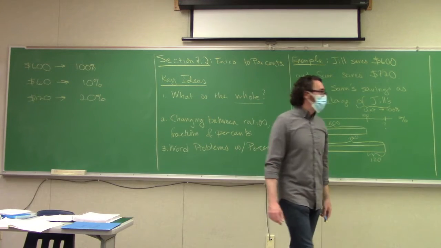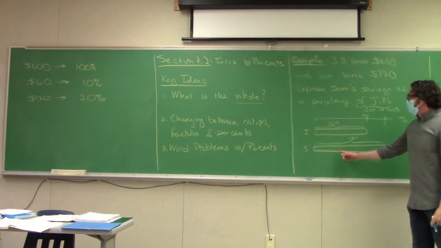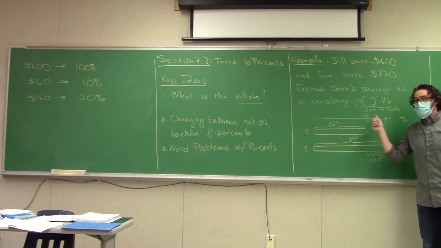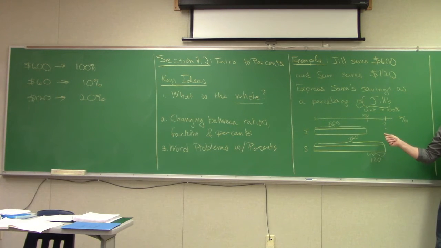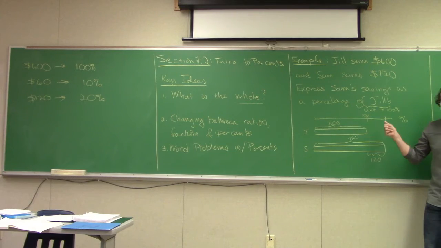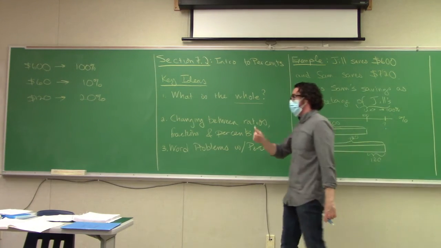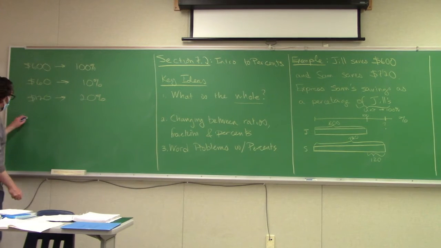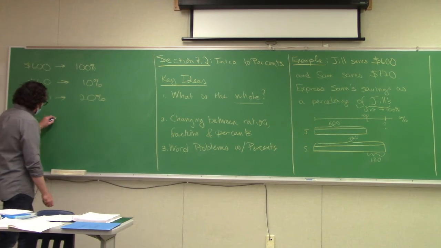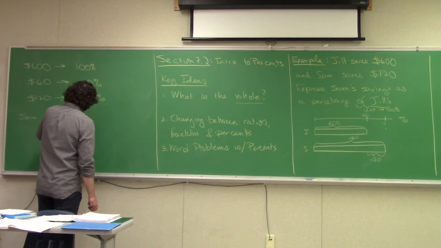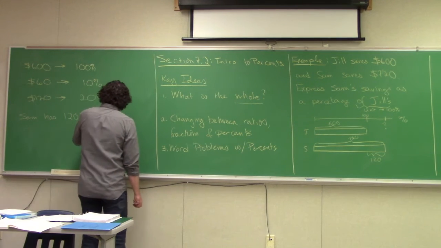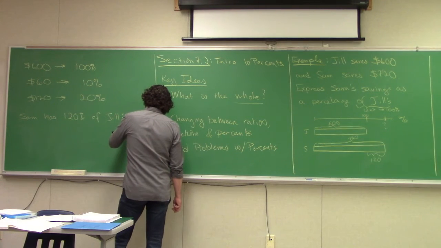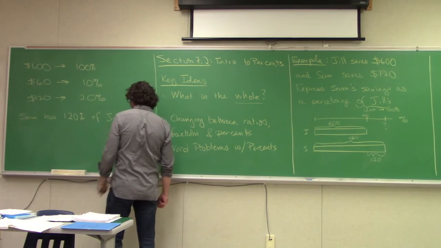Okay? So, Sam has all that Jill has, plus an additional 20%. So what is Sam's savings as a percentage of Jill's savings? Right, Sam has 120% of Jill's savings.